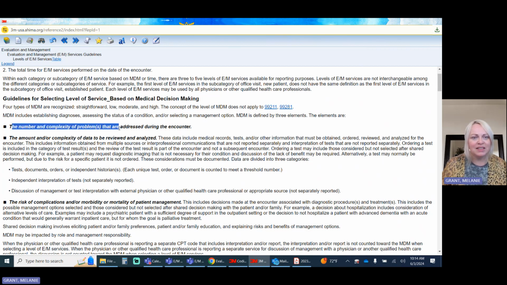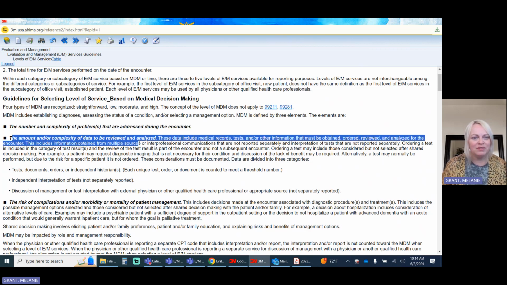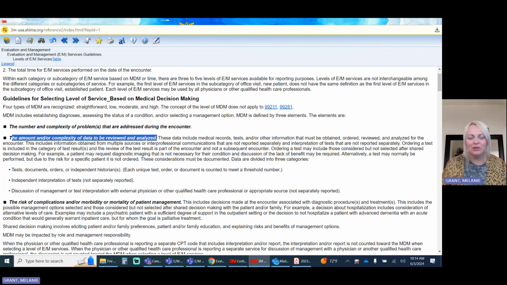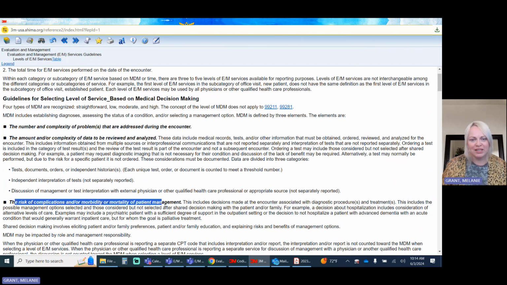Another way to think of this is how much time the provider had to spend addressing everything, how much time after the visit will be spent looking at all the data and complexity, and how much of their knowledge goes into that visit. And again, this is not the time so much, but it's the breakdown of what time is spent on.